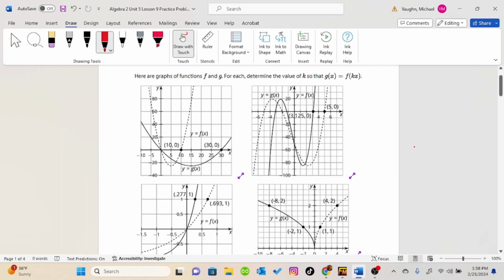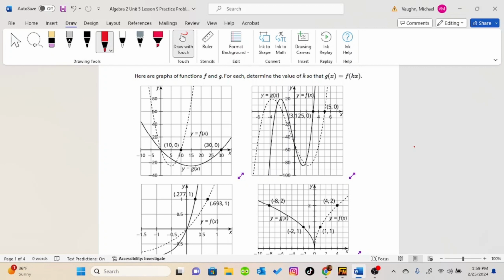Welcome to Algebra 2, Unit 5, Lesson 9 practice problems. In these practice problems, we are going to concentrate on the horizontal scaling of functions. Here are graphs of functions f and g. For each, determine the value of k so that g of x equals f of k times x.